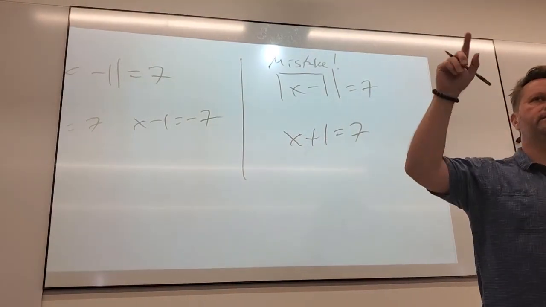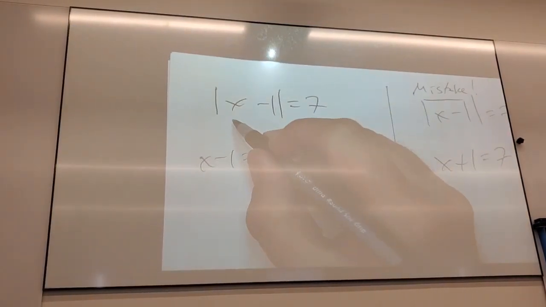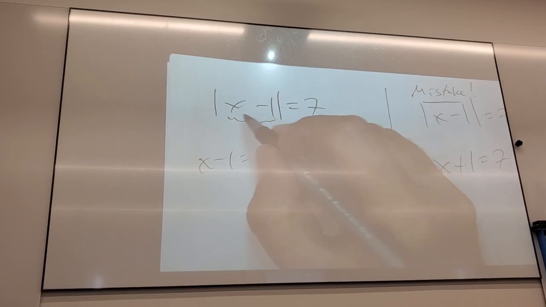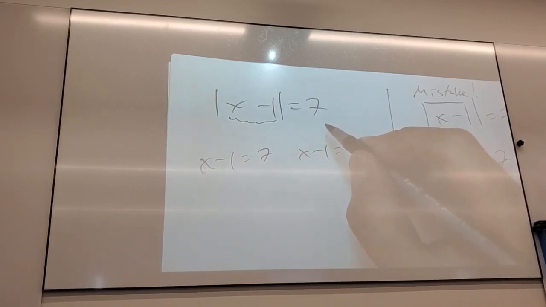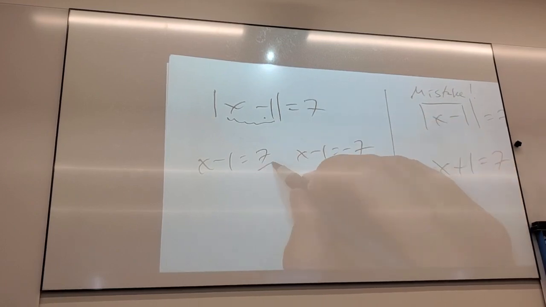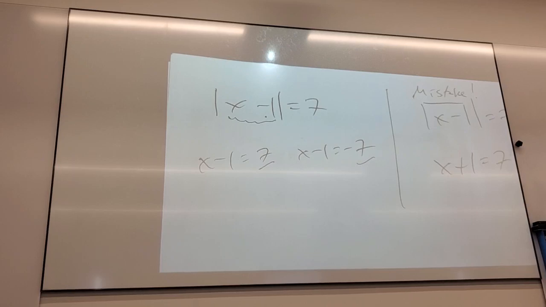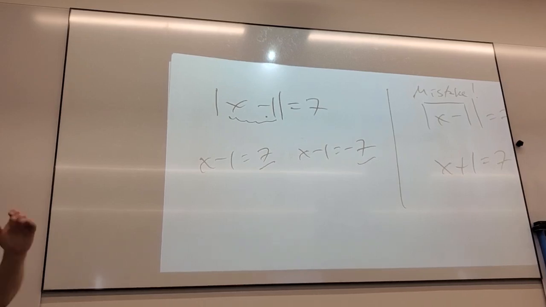So what is the idea then? How did we get to these two cases? Because you say to yourself, what do I replace this with to make this true? What could x minus 1 be? So the absolute value is 7. It could either already be 7 or it could be negative 7. That's where the two cases come from. Does that make sense?